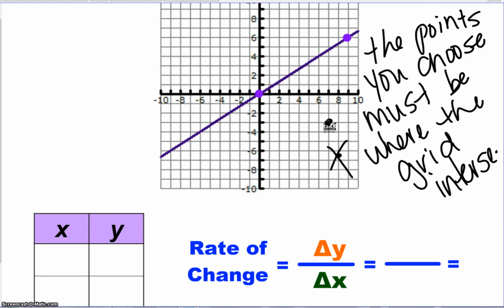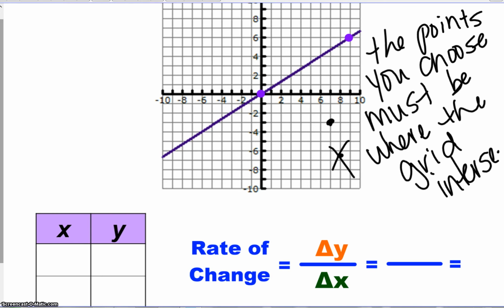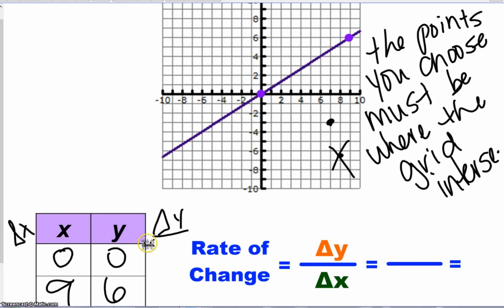So let's find our rate of change from this graph. Our first point is 0, 0. Our second point is 9, 6. Do not forget that you must crawl before you walk. Now, once you have your table, find your change in y and find your change in x. How do you get from 0 to 6?